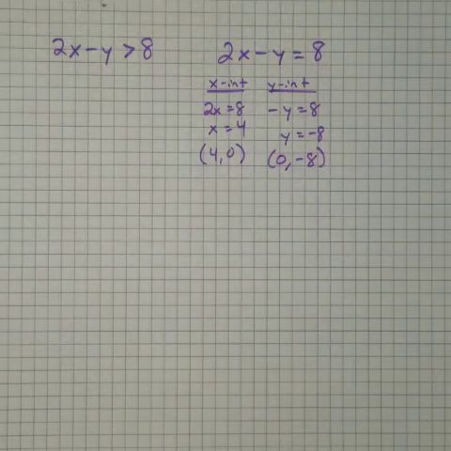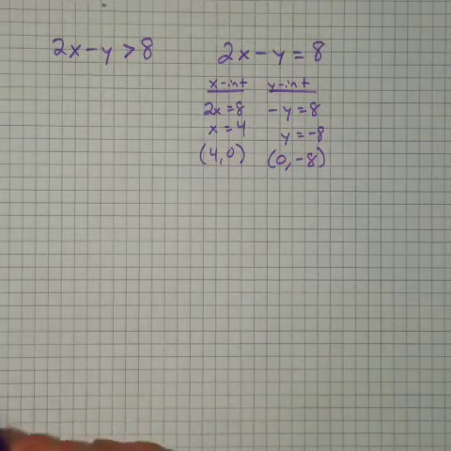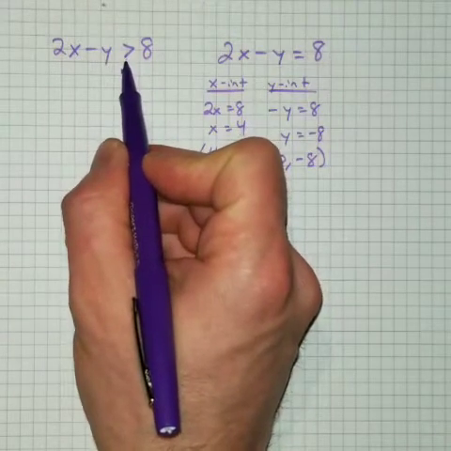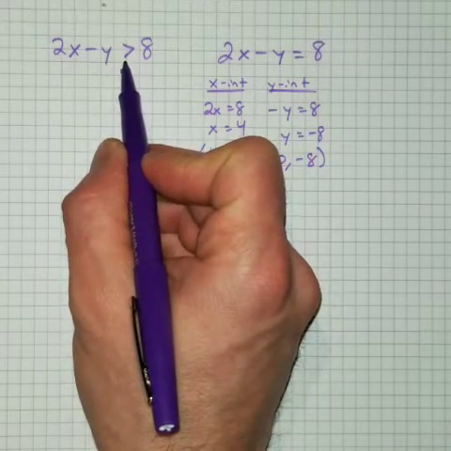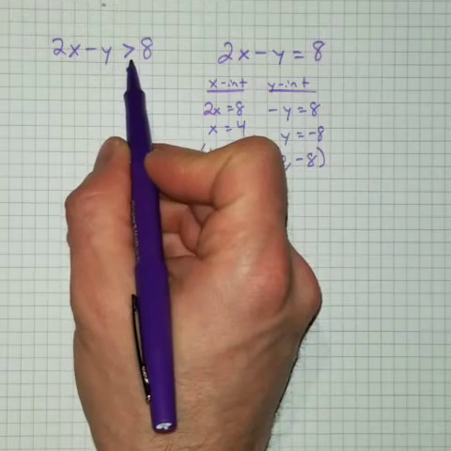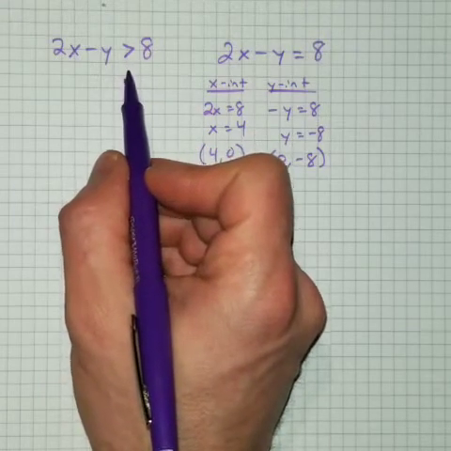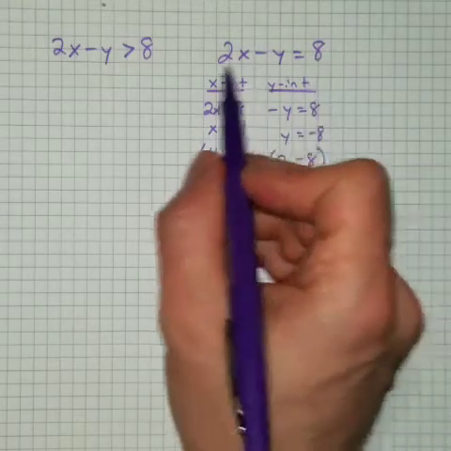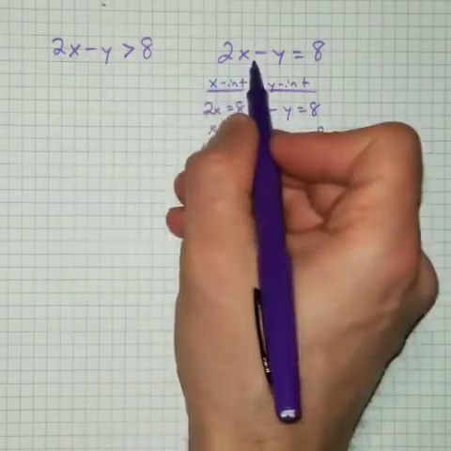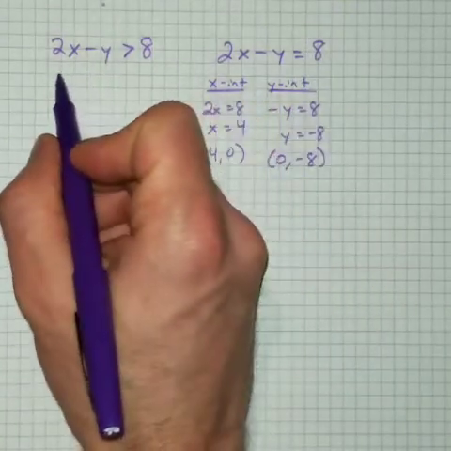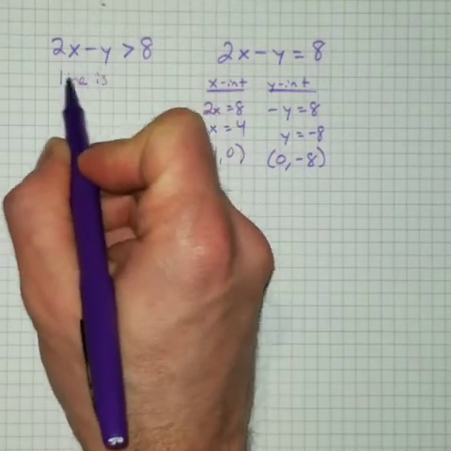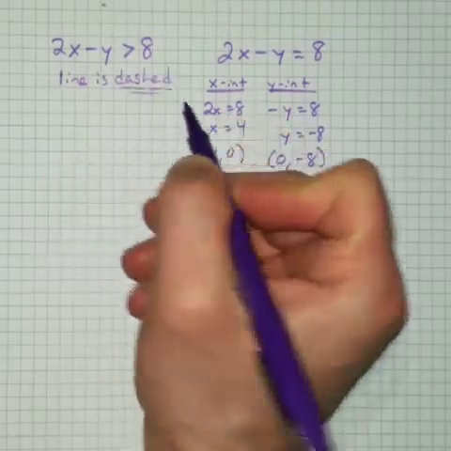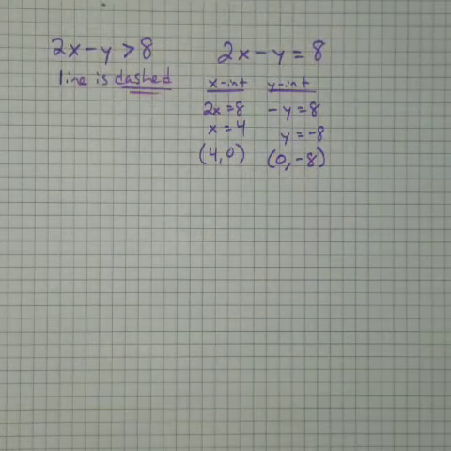Now, one thing to keep in mind before I graph this is that this inequality is a strict inequality. It's just greater than, it doesn't have the equal sign. In those cases, the boundary, which is this equation, is not actually part of the graph. So we're going to leave the line itself dashed. We've got to keep that in mind as we plot this.